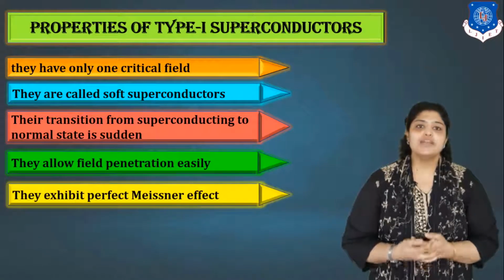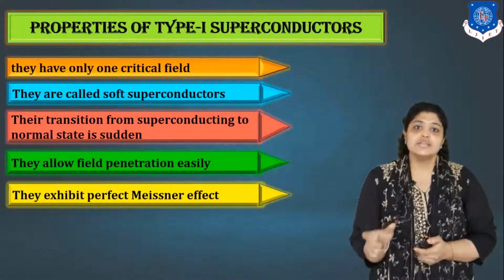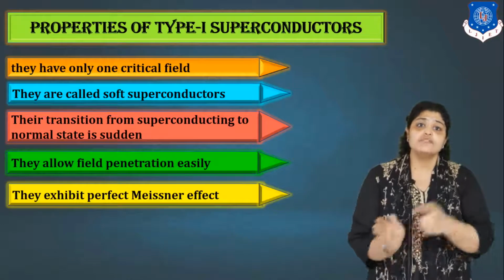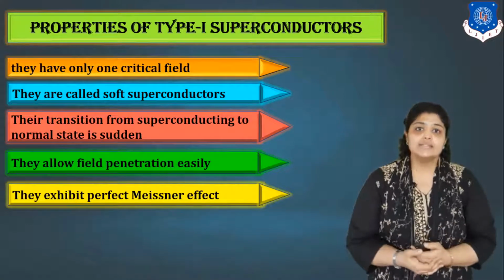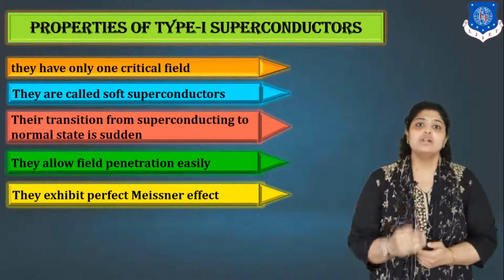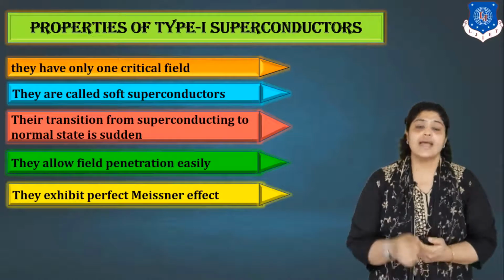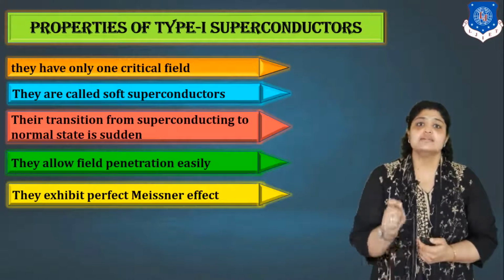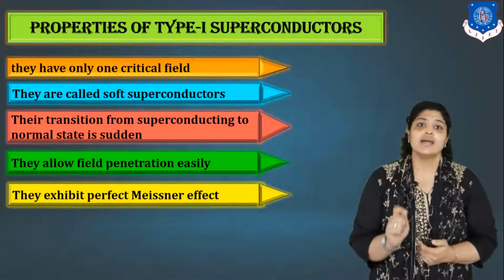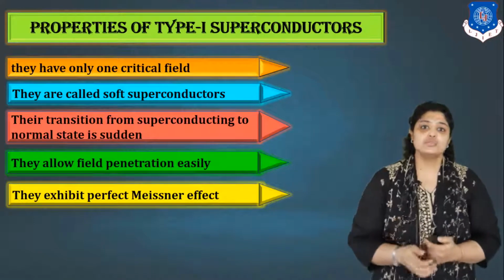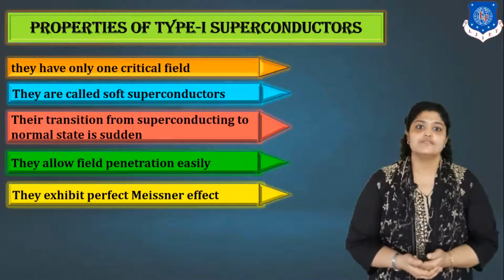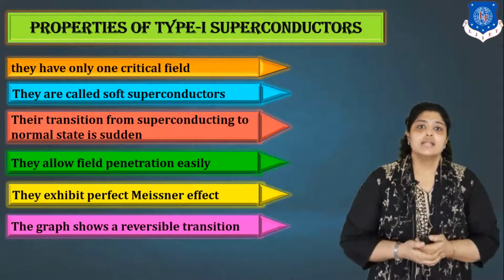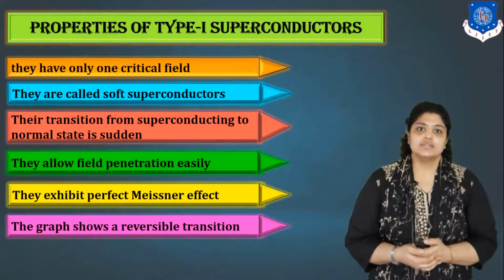They exhibit perfect Meissner effect. So in this region, starting from 0 till the value Hc, we can say that all the magnetic field lines are repelled, and hence we say our superconductors behave as perfect diamagnets, and so they exhibit perfect Meissner effect. The graph shows a reversible transition.